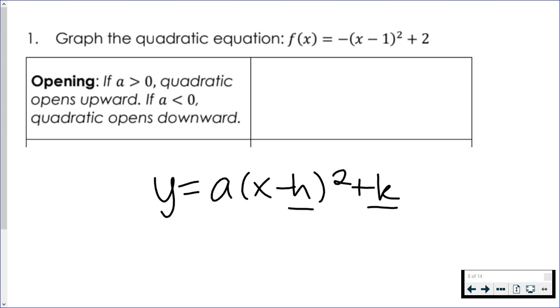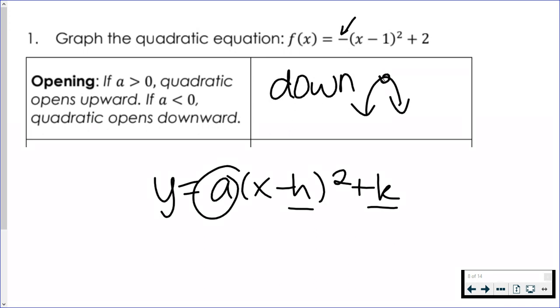Now, before we even get into that part, what we're going to decide is whether this is going to be facing up or down. Because my A value is negative, that number in front of the parentheses, this is going to be facing down. So because this is facing down, we would consider the vertex a maximum. It's the highest point on our parabola.